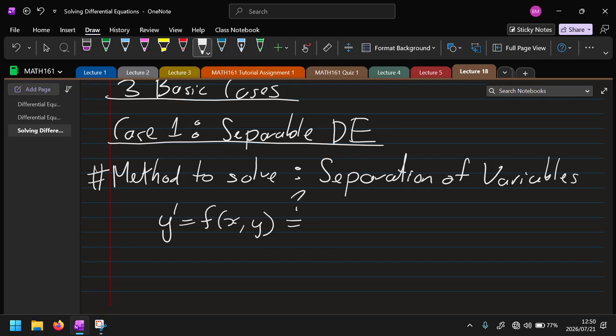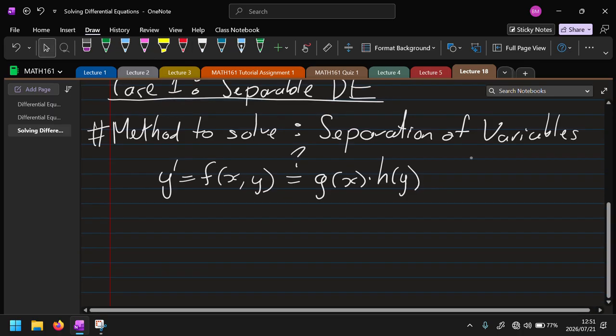So we ask ourselves, can this be split into g of x times h of y? And that's a yes-no question. Can you do it? Can't you do it? If you can split it up, it's separable, we can use this method. If you can't split it up, it is not separable, you can't use this method. So the question, can you do this?